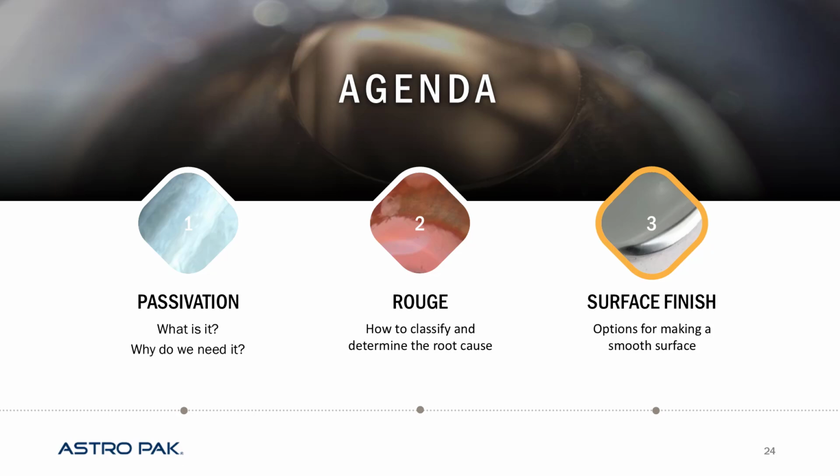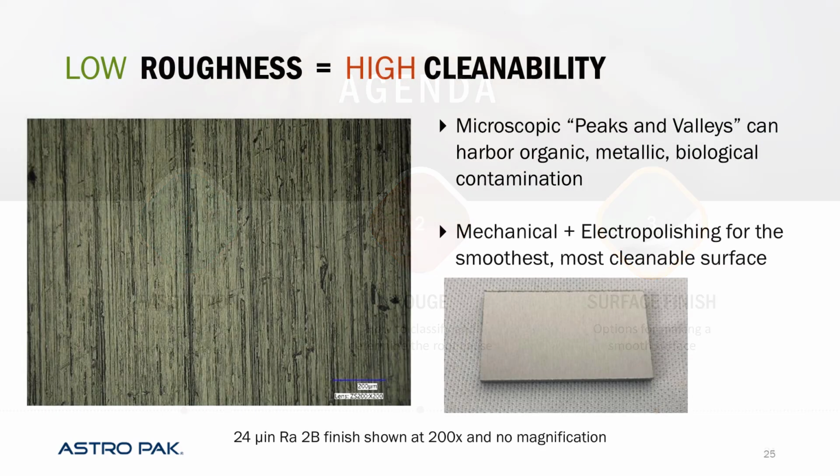Why do we want low roughness? Why do we want a smooth surface? It's high cleanability. I mentioned that a couple slides ago with rouge, but the peaks and valleys in stainless can harbor any sort of contamination: rouge, metallic contamination, the contaminant iron, or even bacteria.